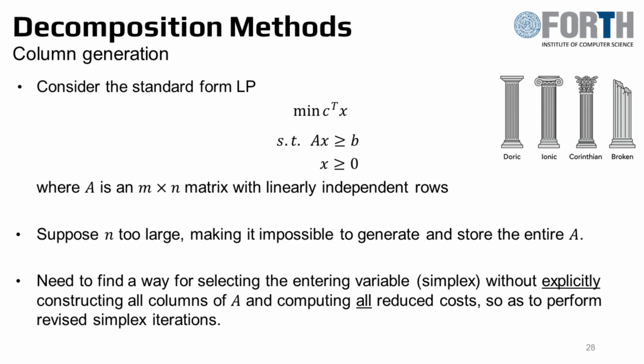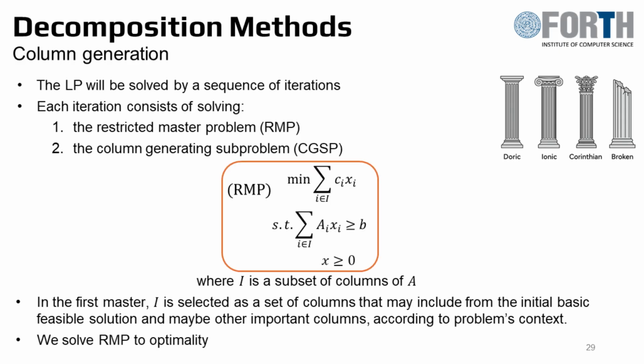However, if we use the simplex method, we know that at each iteration, we only need to identify one entering variable, that is, one column with negative reduced cost. So the challenge becomes, how can we select the entering variable without explicitly constructing all columns of A and computing all reduced costs? The linear program is solved through a sequence of iterations. Each iteration consists of two steps. A. Solve the restricted master problem. B. Solve the column generating subproblem.